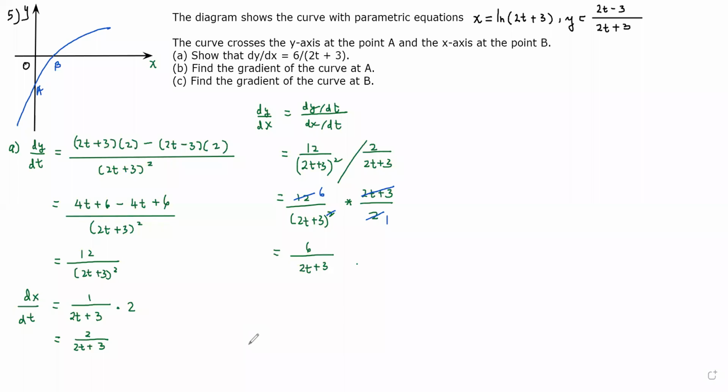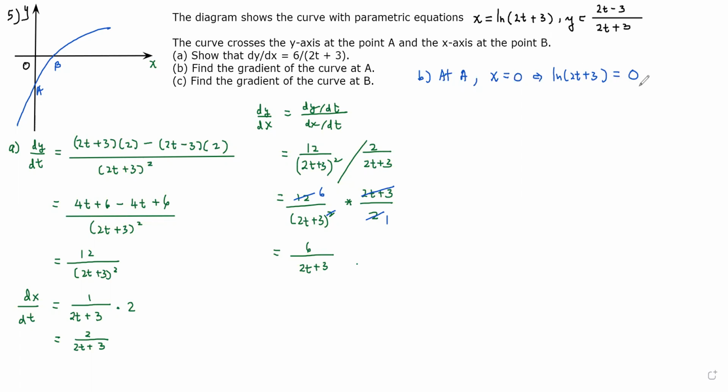Part B, we need to find the gradient of the curve at A, meaning that we need to find the value of dy/dx at A. dy/dx is in terms of t, so we need to find the value of t at A. A is on the y-axis, so x must be 0. So when x is 0, ln of 2t plus 3 equals 0.